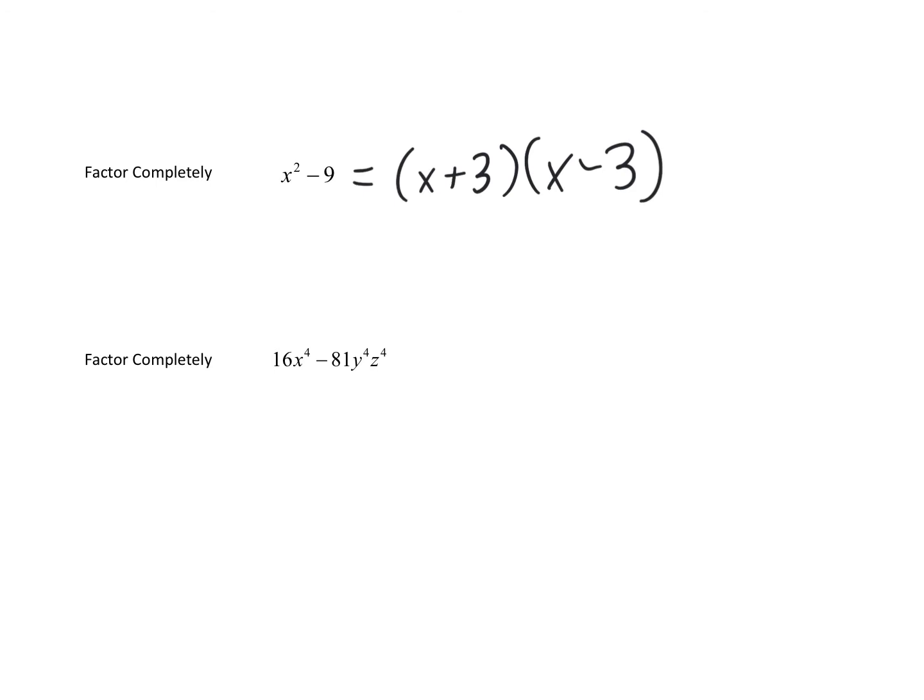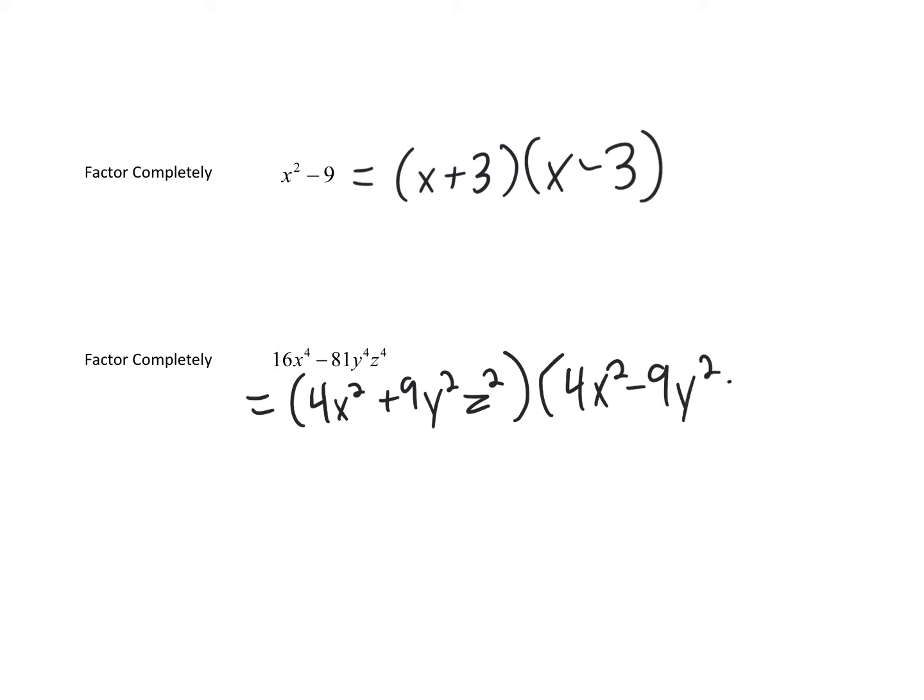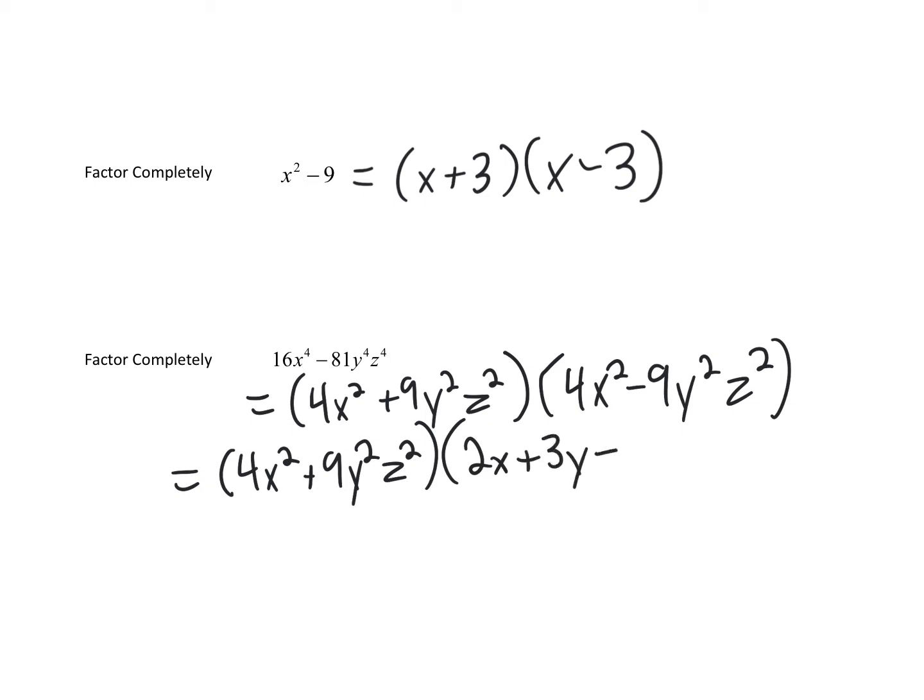Now the second one is also a difference of squares, but there's a little bit more going on. We first get 4x squared plus 9y squared z squared. The second one is 4x squared minus 9y squared z squared. But we're not done here yet. We can actually factor the second bracket with the minus again. And this is why you see the words factor completely, to remind you that you may have to do multiple steps sometimes.